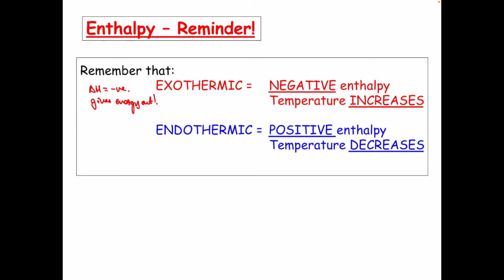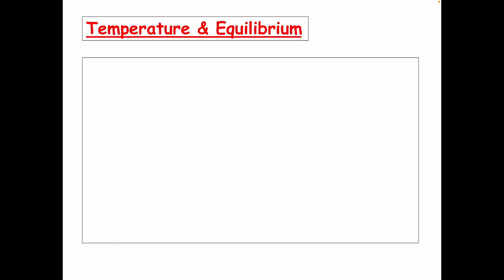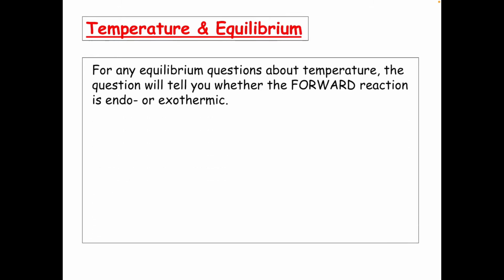Endothermic is a positive enthalpy, delta H equals positive, and the temperature decreases. That means it takes energy in. Okay, so let's look and see how temperature can affect equilibrium.